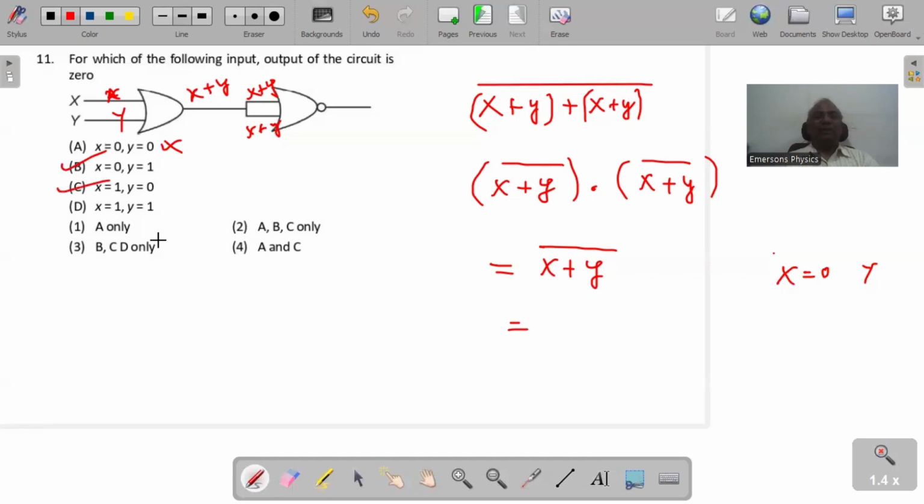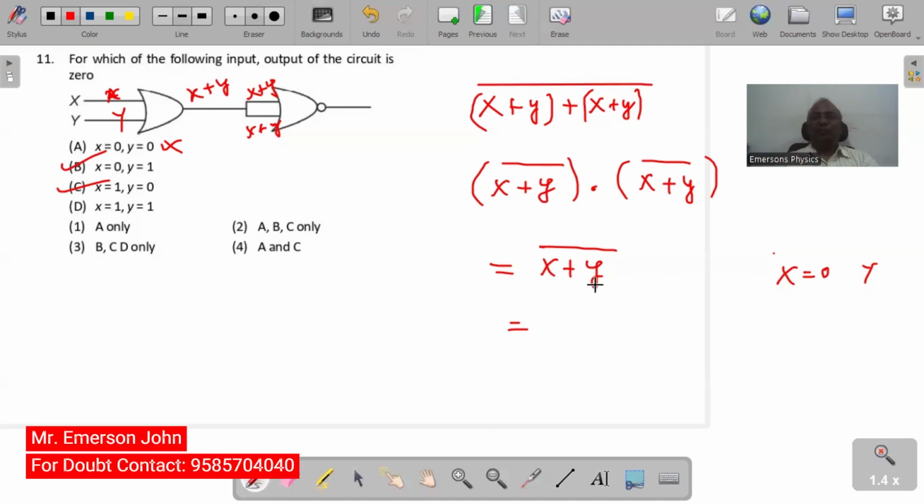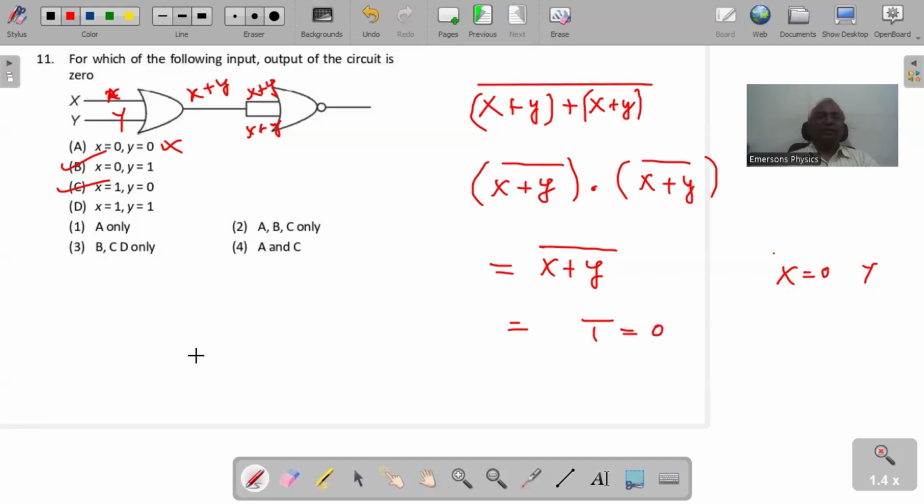So this won't. 1 plus 1, there will be a 1. Complement of 1 is 0. So this is also correct. So BCD is correct.